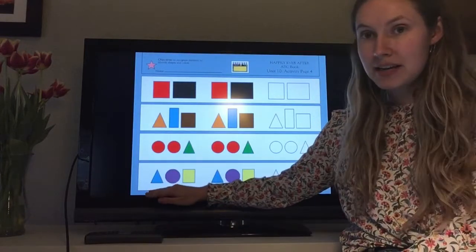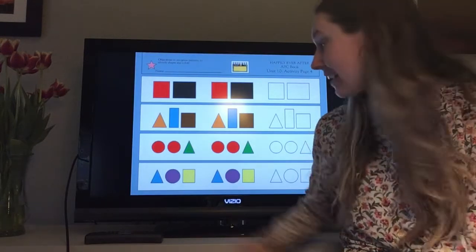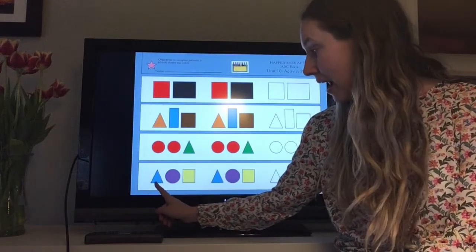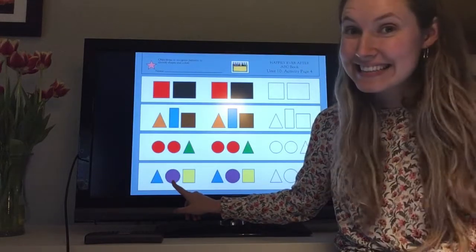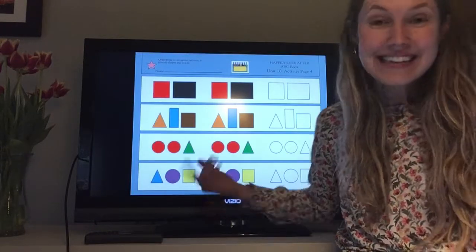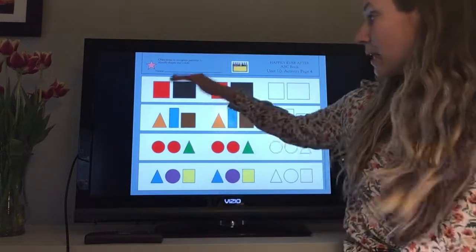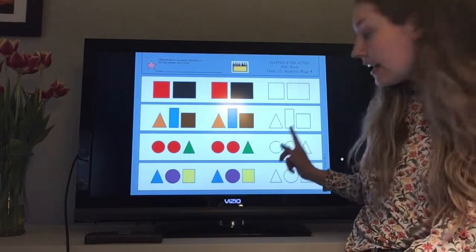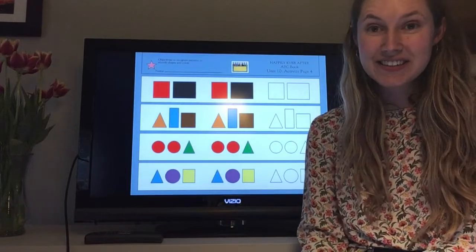What about this one down here? You're right, it's also an ABC pattern, just like we had here. But this time, our A is a blue triangle, our B is a purple circle, and our C is a yellow square. Nice work, you guys. So what your job is now that you were able to recognize all the patterns, you need to continue them. So fill in what would be coming next in each of these patterns using the correct colors.